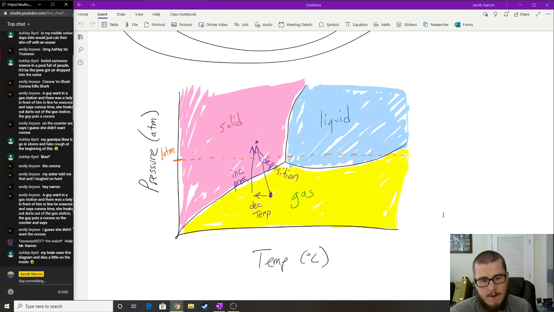So every one of these lines then represents a place where it can be more than one phase at one time. Each of these represents more than one phase at the same time. And so, okay, can I click? Yeah, how do I delete it?